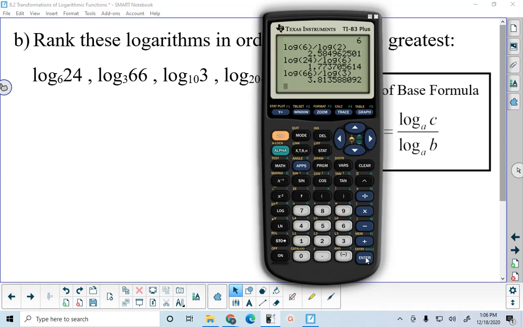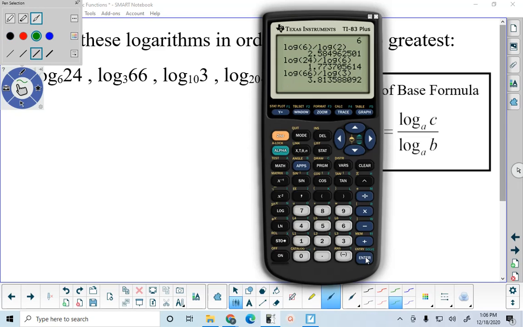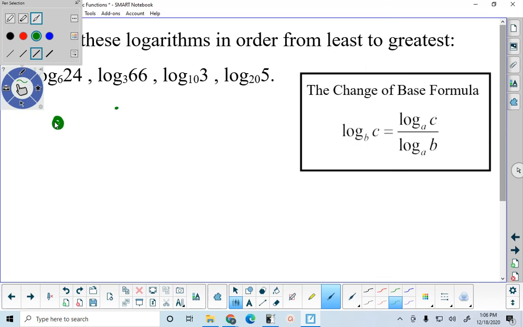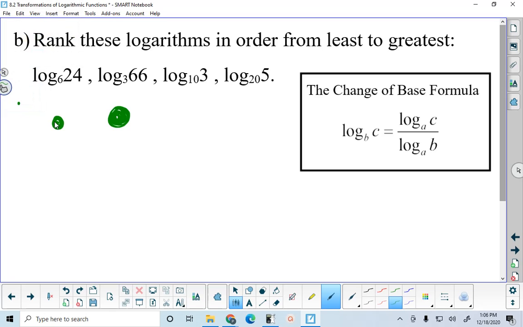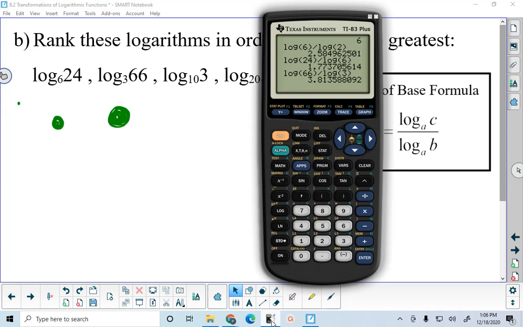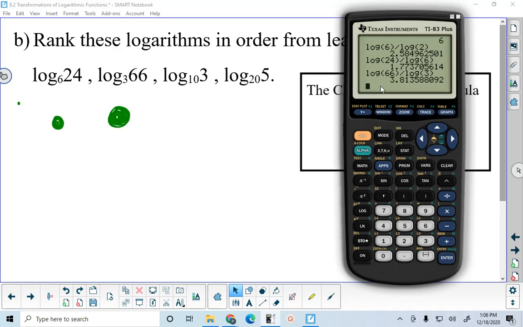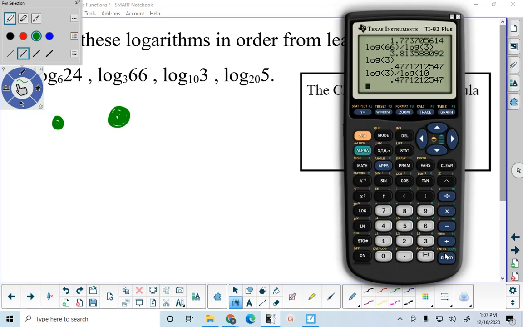roughly. So far what we're dealing with is that this one is bigger than the first one. The next one is log base 10 of 3. Oh man, we don't need to use the change of base formula. Just go log of 3 because it is base 10. But if you wanted to, you could take log of 3 divided by log of 10. Anyway, you get 0.48. So 0.48, that's even smaller than the first one.